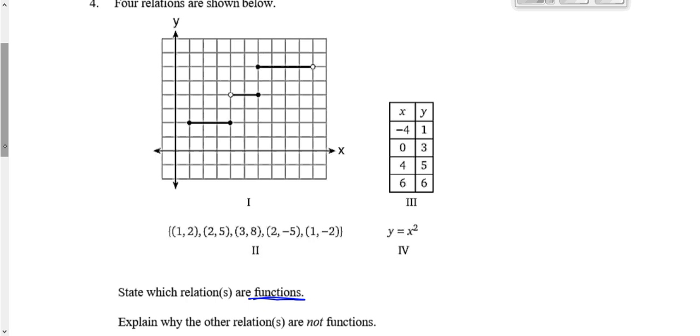I think it's number 3. There might be more than one. Number 3 is definite. Well, let's look at 3. Input of negative 4, 0, 4, 6. So there's nothing repeated in the input. So there's no way, right? So 3 definitely. Any others?